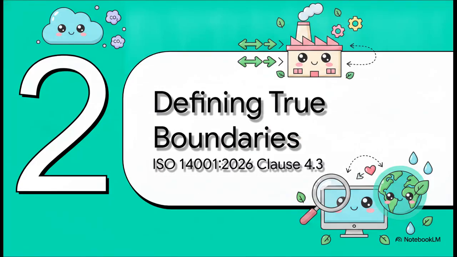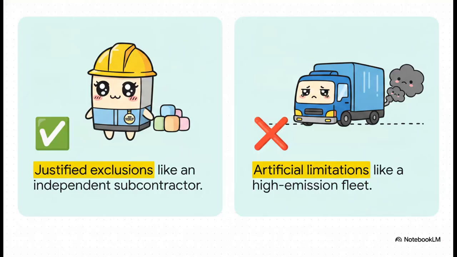Moving right along to Section 2, defining true boundaries. Looking at ISO 14001-2026 Clause 4.3. So before any data can flow, you obviously have to know what you are measuring. A lead auditor is going to instantly spot an artificial scope limitation. You literally can't just exclude your heaviest polluters, like say your massive high-emission logistics fleet, just to make your numbers look pretty. You can, however, have justified exclusions, like excluding a fully independent subcontractor over whom you have zero operational control. Your boundaries absolutely must reflect environmental reality.